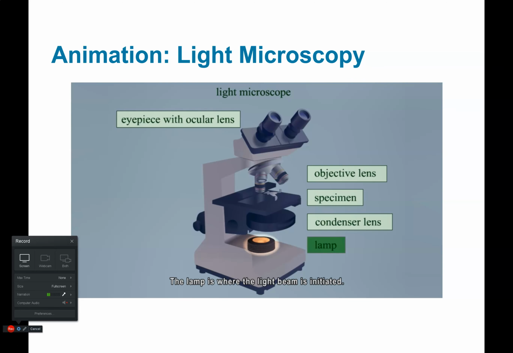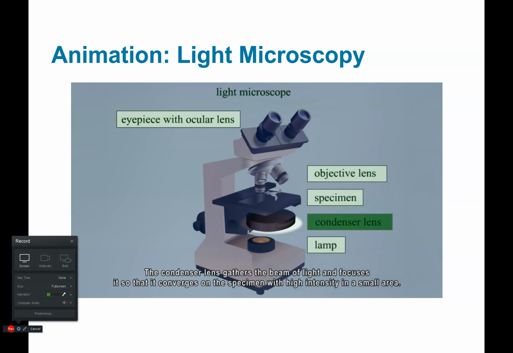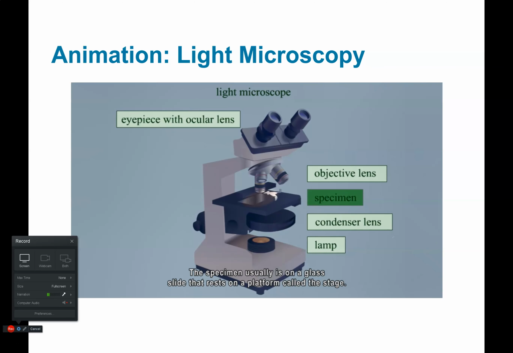The lamp is where the light beam is initiated. This beam is divergent, spreading out as it approaches the condenser lens. The condenser lens gathers the beam of light and focuses it so that it converges on the specimen with high intensity in a small area. The specimen usually is on a glass slide that rests on a platform called the stage. When the light beam hits the sample, the light rays are either reflected or refracted or absorbed by the sample. The beam then continues to diverge upward on its path away from the specimen.